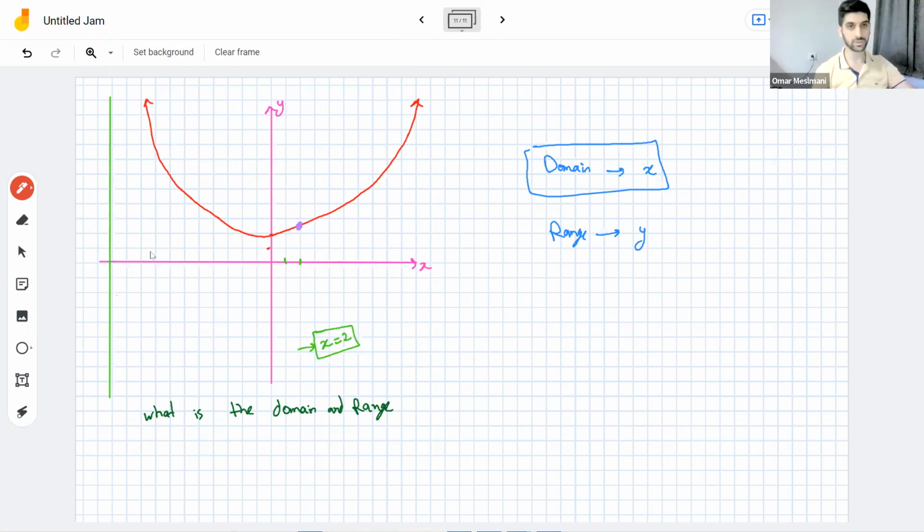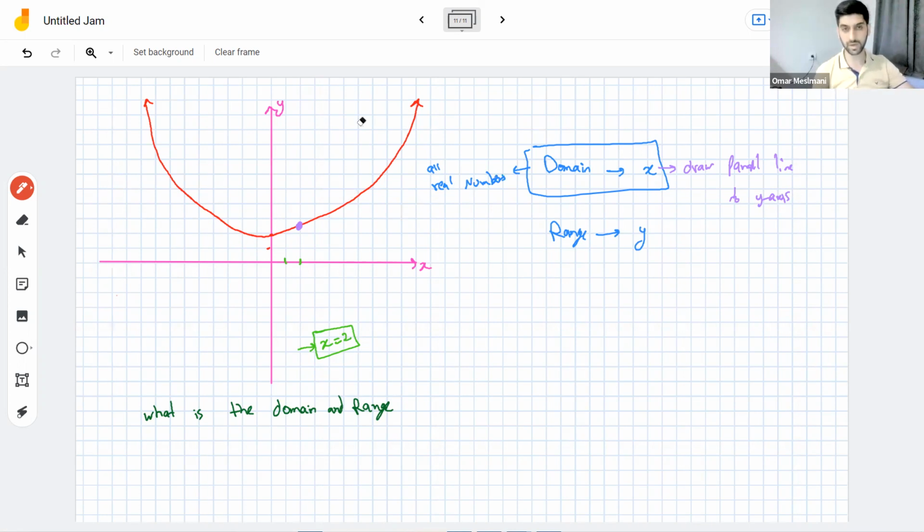I guess you don't. If you want to find the domain, try to draw a parallel line to the y-axis, and then ask yourself: do I have any point with no intersection? The answer is no. It means that the domain is all real numbers. There are no exceptions. I can take all of them, because all of them intersect. That's for the domain.